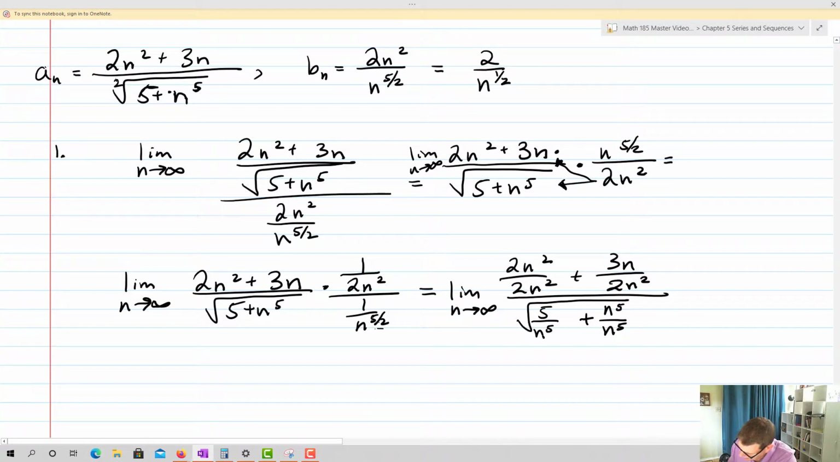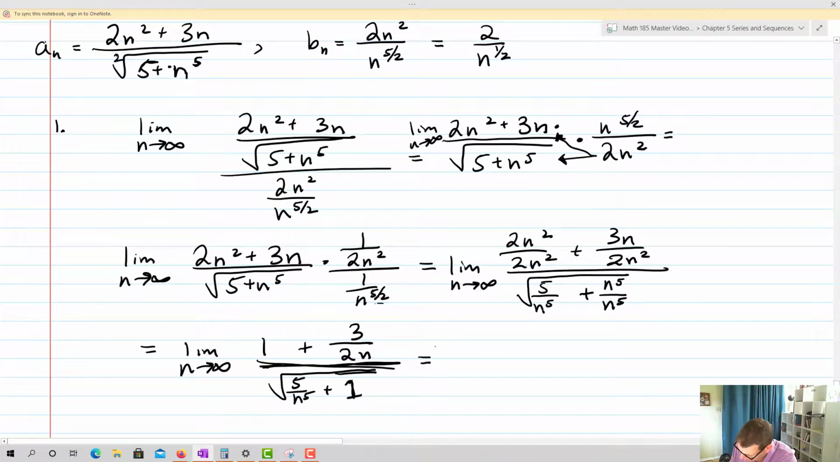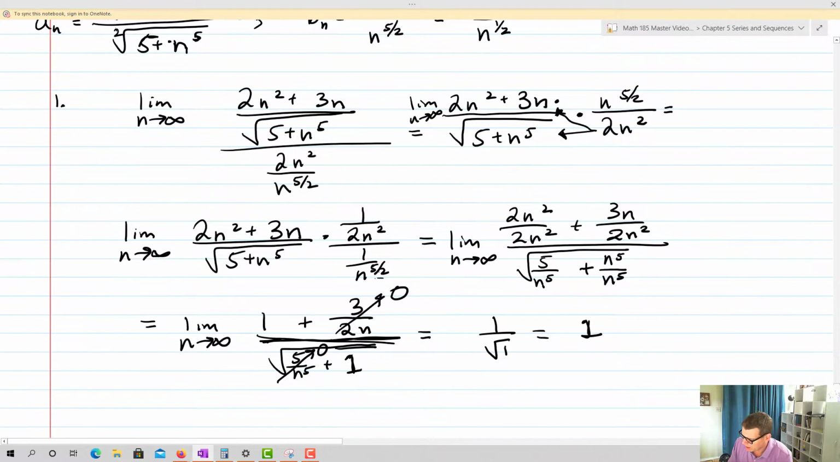So this is going to equal the limit as n goes to infinity of 1 plus 3 over 2n, divided by the square root of 5 over n to the 5th plus 1. Now as n goes to infinity, this goes to 0, and this part goes to 0, so what we're left with is 1 over the square root of 1, which just equals 1. So that's an actual value. That's our limit, L.